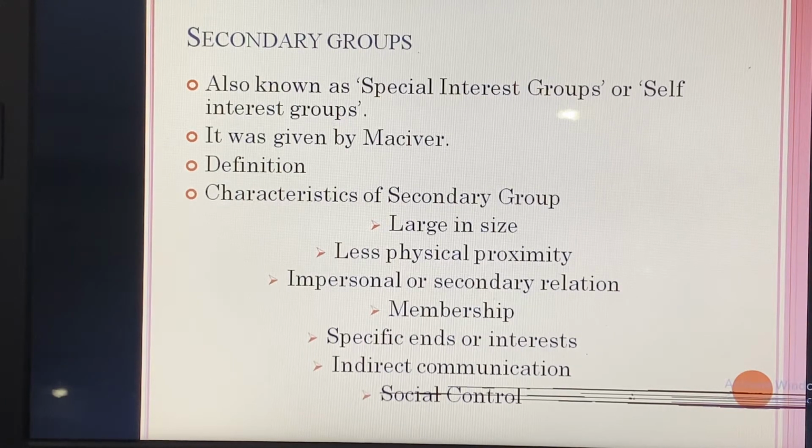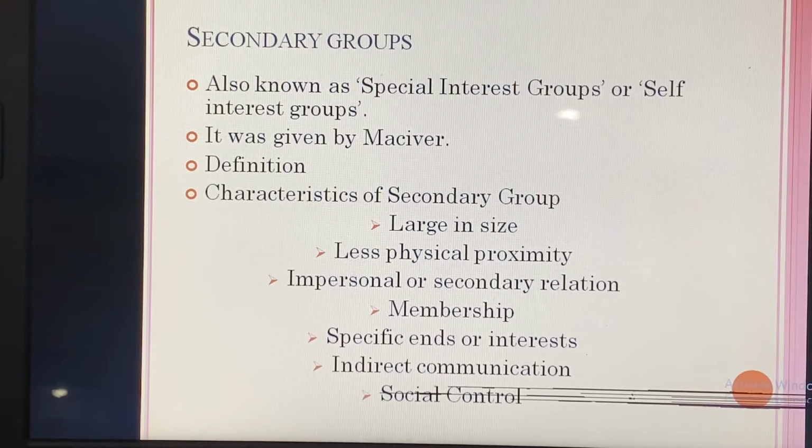The next one is specific ends or interest. As we have discussed earlier, the group is also known as special interest group or self-interest group. We become part of the secondary group because we have some interest in it, because we want to be in that group. And the mode of communication is indirect, it's through telephone, texts, or telegraphs. This is a simple example. And the last one is social control.